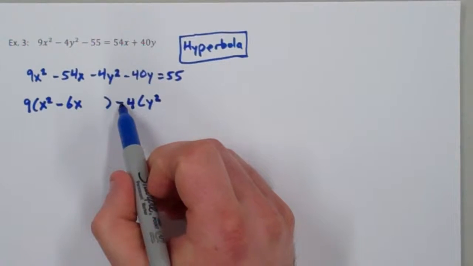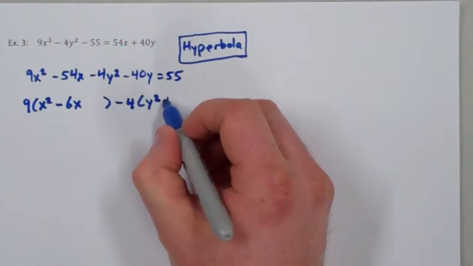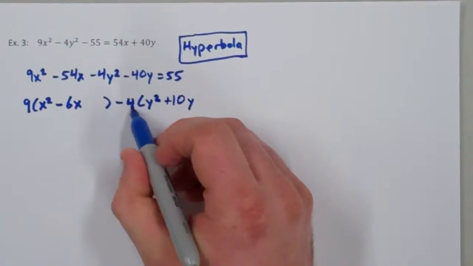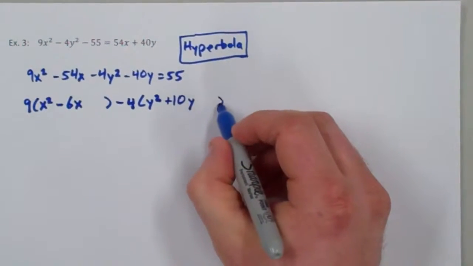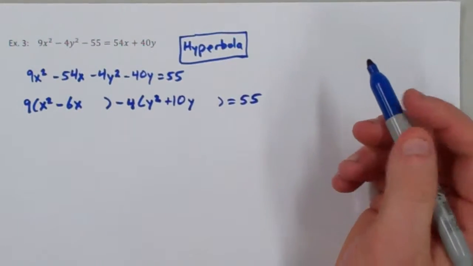Caution with this one, when we factor a negative out, it's going to change that sign right here. So that's going to be a positive 10y. Negative times a positive is a negative. We'll leave a little bit of space, and then we've got equal to 55.